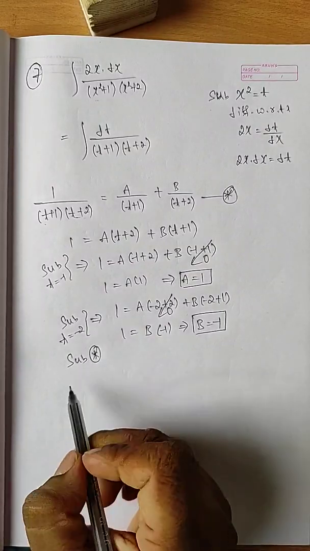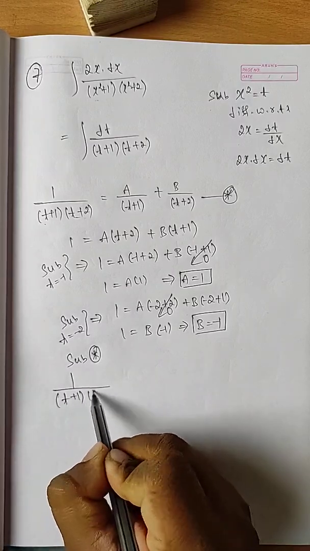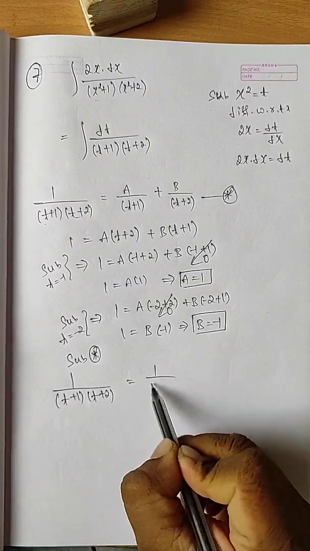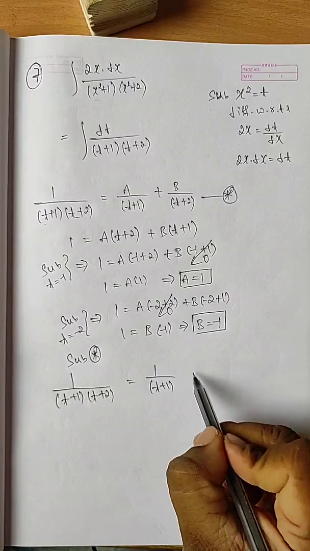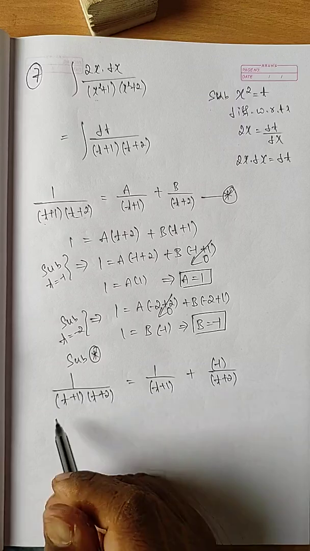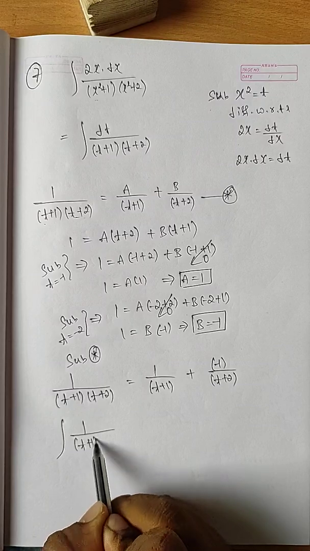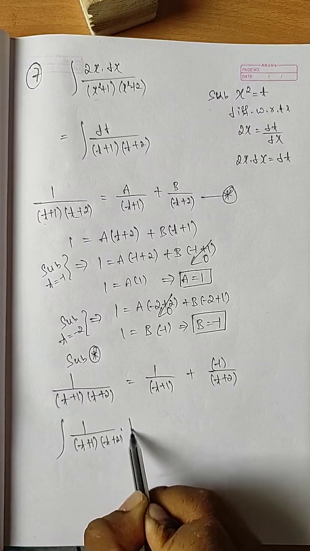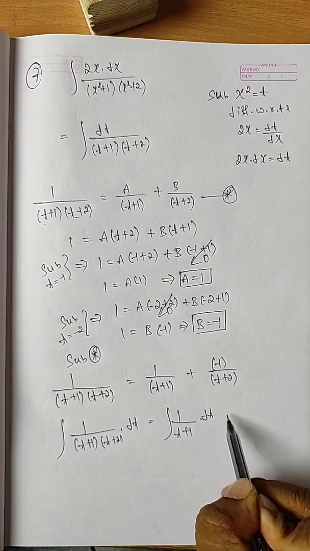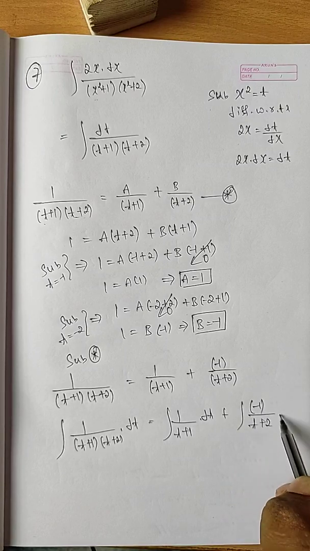So now 1 by (t plus 1) into (t plus 2) is equal to 1 by (t plus 1) minus 1 by (t plus 2). I am applying the integration. On applying the integration, the integration of 1 by (t plus 1) into (t plus 2) dt is equal to the integration of 1 by (t plus 1) minus the integration of 1 by (t plus 2) dt.